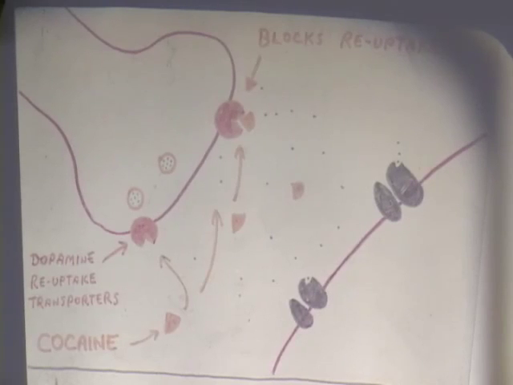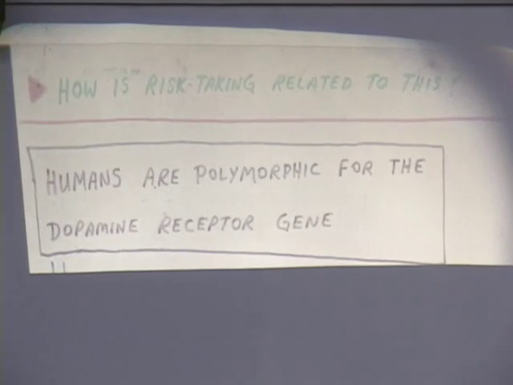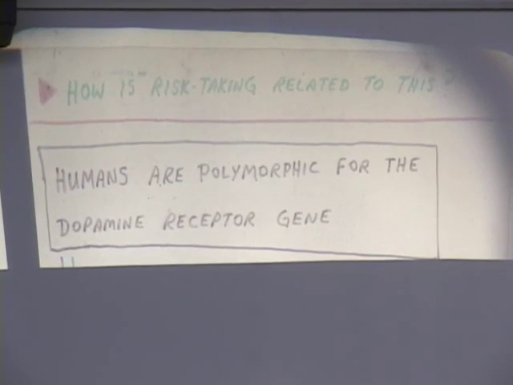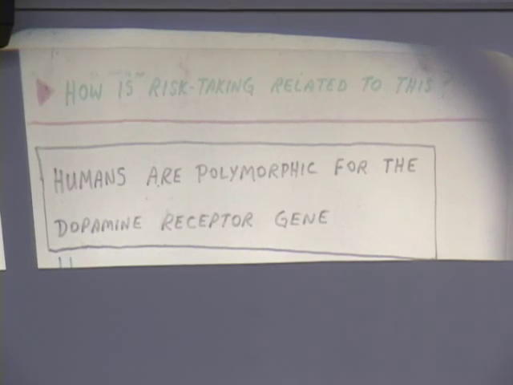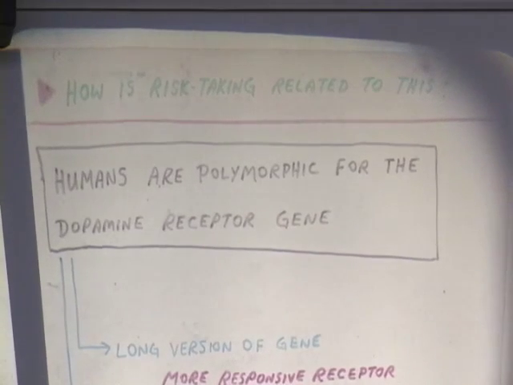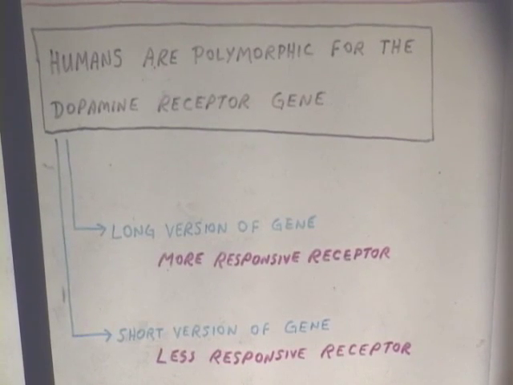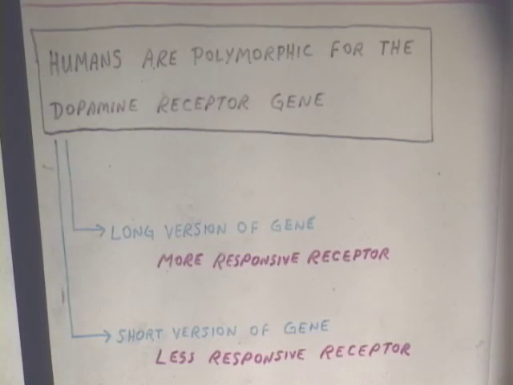Now, the dopamine part of the brain, those pleasure centers, are also associated with novelty-seeking, risk-taking behavior. Those also give you a bit of stimulus. This gene that I was just talking about that codes for the dopamine receptor, humans are polymorphic for it. Remember we had the word polymorphic earlier in the term, meaning multiple morphs, multiple different shapes. And in humans, there are two versions of the gene. We just call them a long version and a short version. They produce slightly different receptors for dopamine.